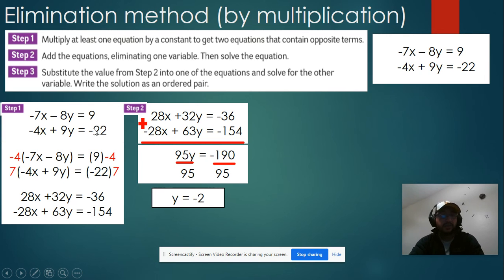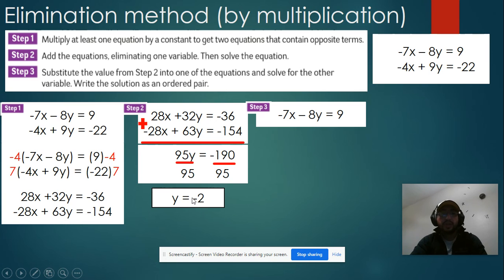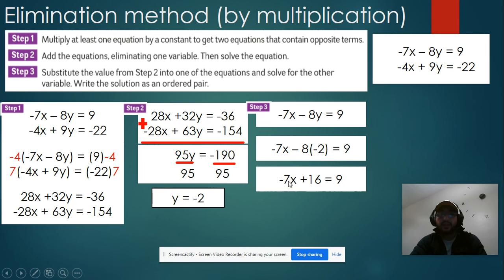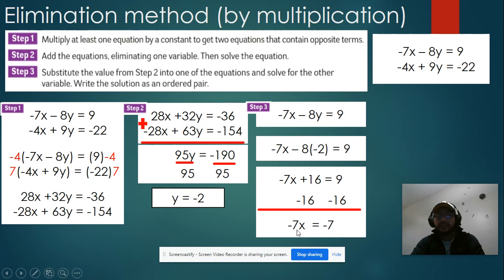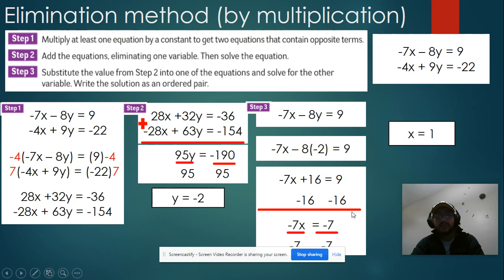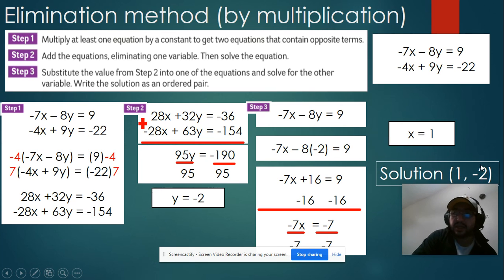And then substitute in any of the original equations to find the other part of the solution. So I'm going to replace the y with negative 2. And then I'm going to have negative 7x plus 16 equals 9. Subtract 16 on both sides. And then divide by the coefficient, divide by negative 7. x equals 1. So my solution will be 1 comma negative 2.